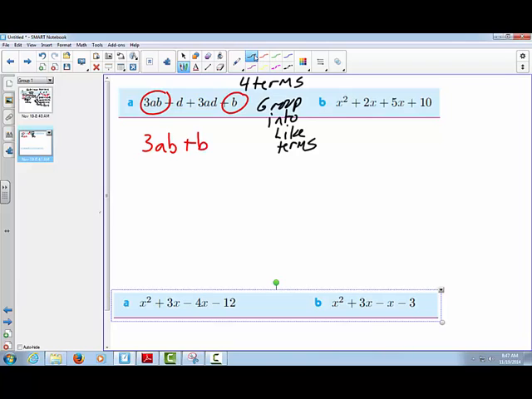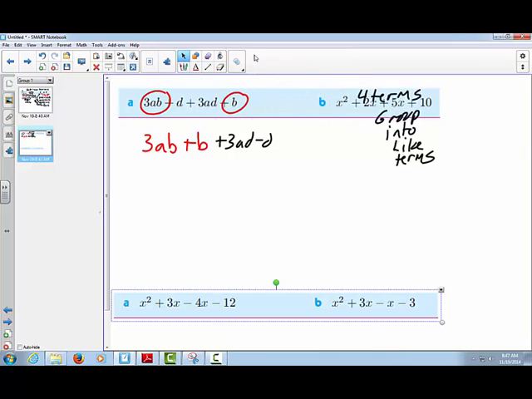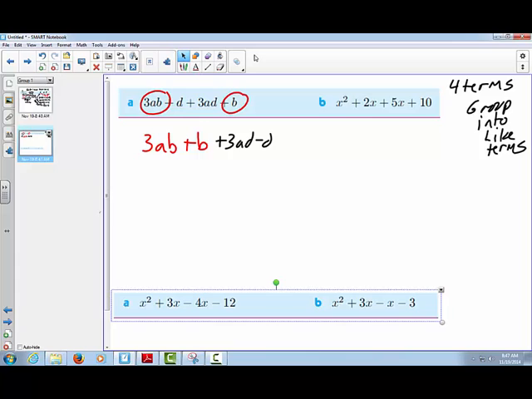Then I'm going to leave the other 2 terms, except we're going to write this as 3ad minus d. I'm going to move that all the way over here out of our way, and now I can work back here. What's common? I have a b and a b. That's common for the first 2. And in the next 2, I have a d and a d. It's common here.